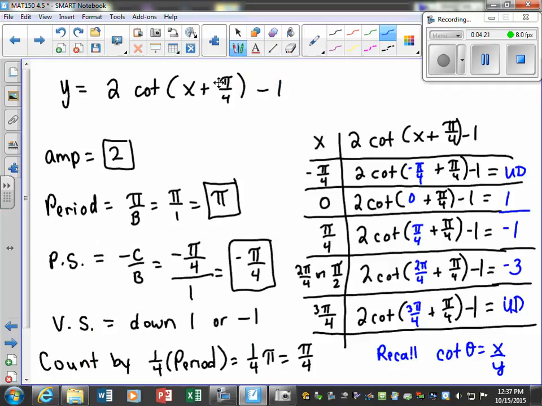The method is going to be, you're going to give your characteristics of your amplitude, period, phase shift. We like to start at the phase shift and increment by 1/4 of our period so that we get equal increments, and then you just substitute in and calculate that to sketch the rest of your graph.